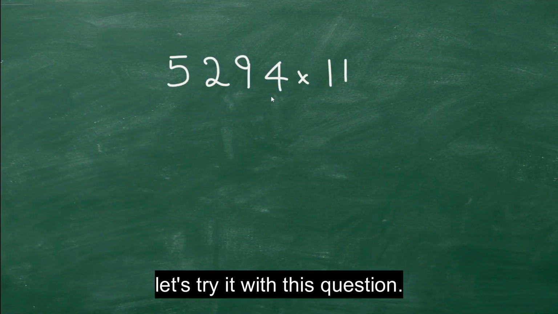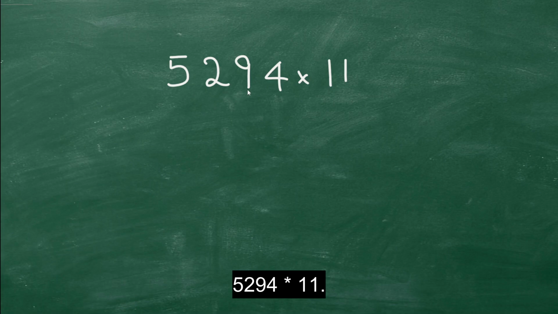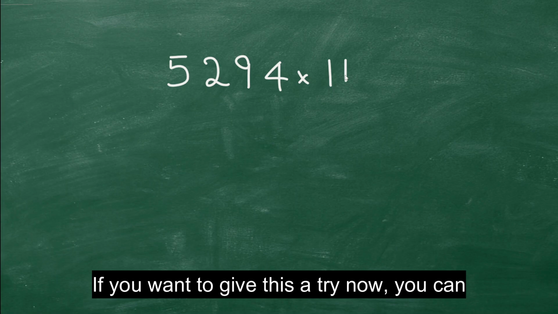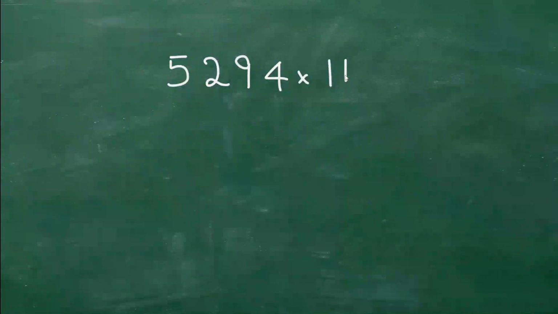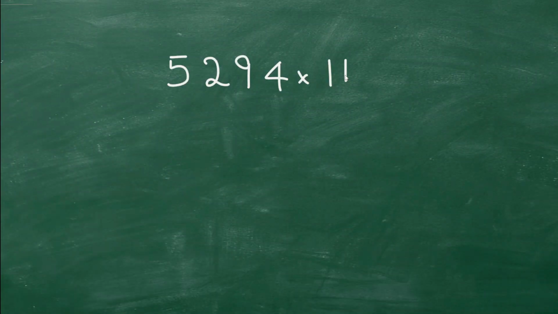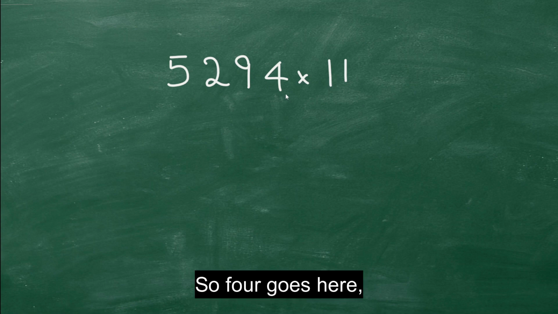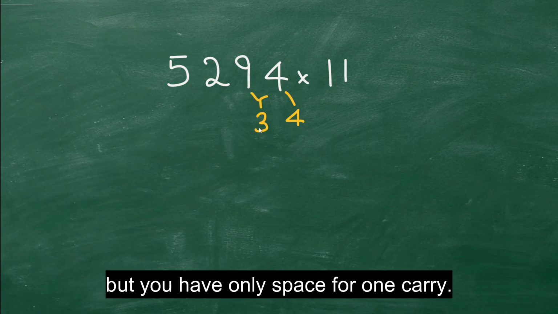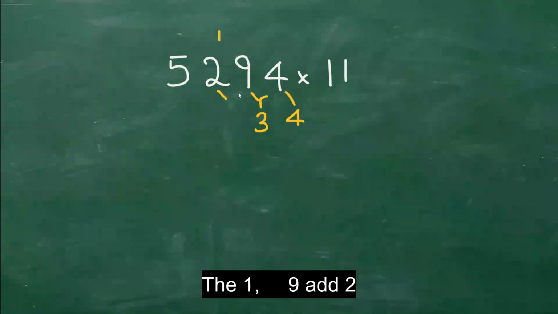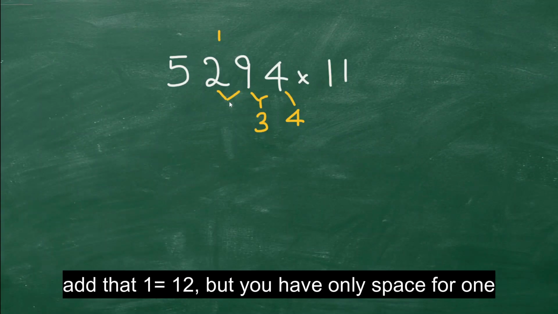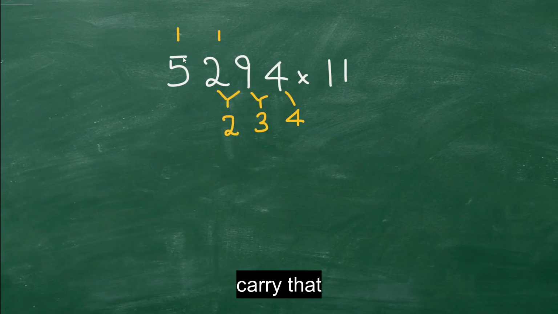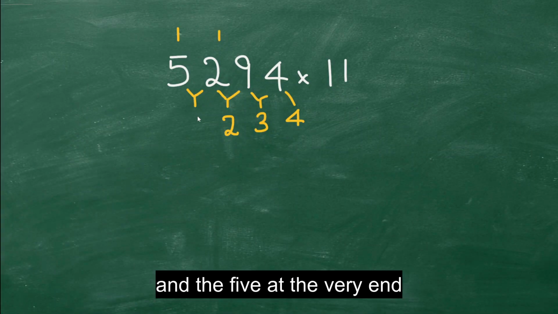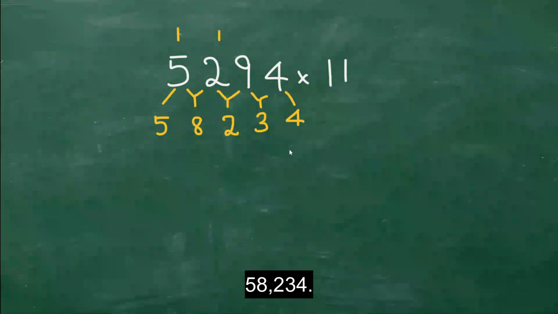Now, let's try it with this question. 5,294 times 11. If you want to give this a try, now you can pause the video and try it. And check for the answer when you're ready. Let's do it. So, 4 goes here. 9 add 4 is 13, but you have only space for 1. Carry the 1. 9 add 2 is 11. Add that 1, 12, but you have only space for 1. Carry that. 5 add 2 is 7. Add that 1 would be 8. And the 5 at the very end, 58,234.